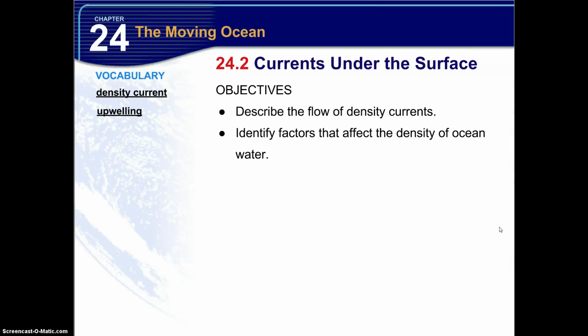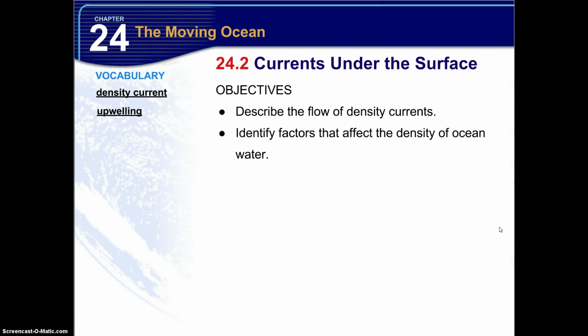Now we have 24.2, currents under the surface. Two objectives here: describe the flow of density currents and then identify factors that affect the density currents of ocean water. Two vocabulary terms: density current and upwelling. Make sure you get those in your lab notebooks before we begin.